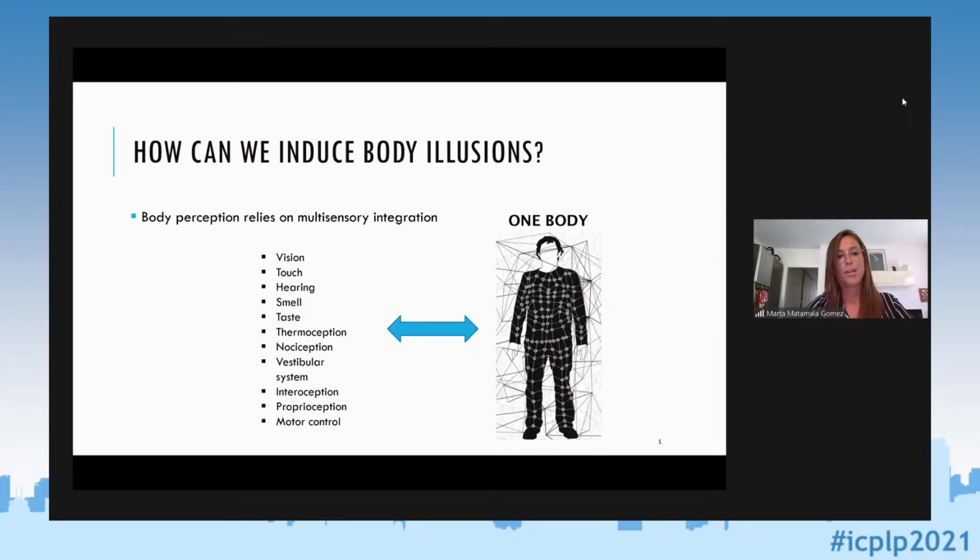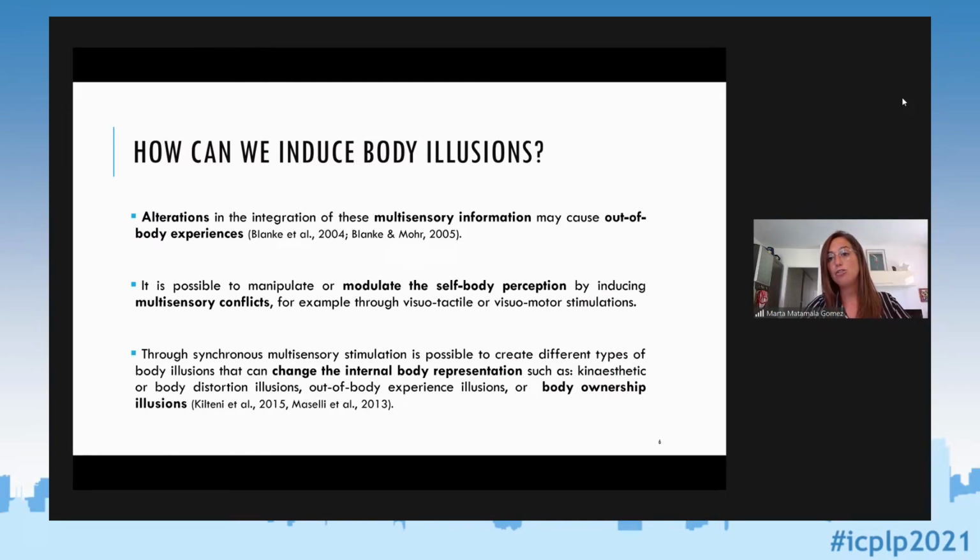So the thing is that when there are alterations in this multisensory integration, the perception of our body and also the perception of the surrounding environment can change. This has been shown, for example, in studies from the group of Blanke and colleagues, where they found that some patients with brain injuries in the temporoparietal junction, and also healthy participants in whom this specific area was stimulated, experienced body illusions because there was an alteration in this area that integrates all this sensory information.